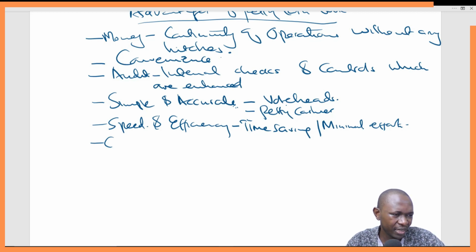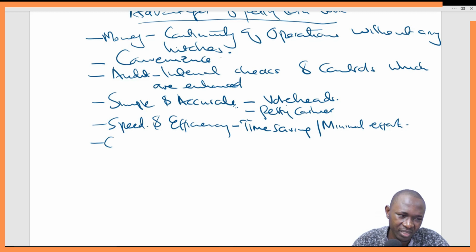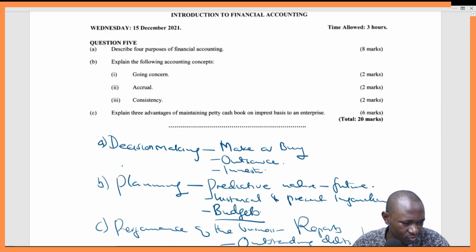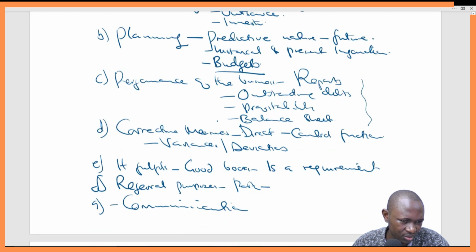So these are just advantages, and some of them are general advantages that will apply to the petty cash book system, and some will apply specifically to the imprest way of maintaining the books. So this will make your points. Just pick any 3 points that will help answer that question well. Explain 3 advantages of maintaining petty cash book on imprest basis.